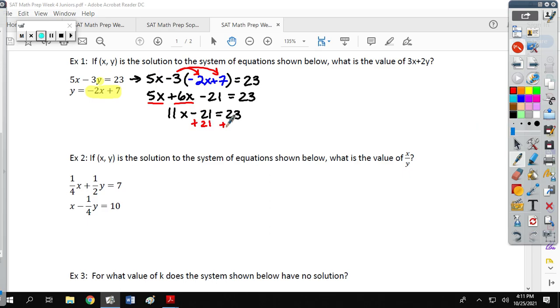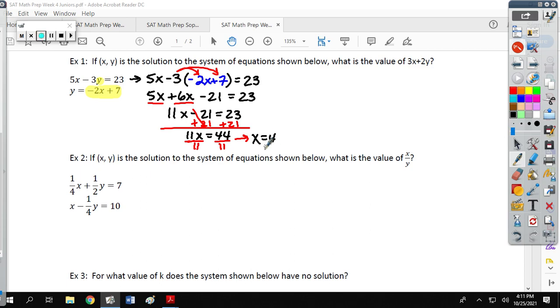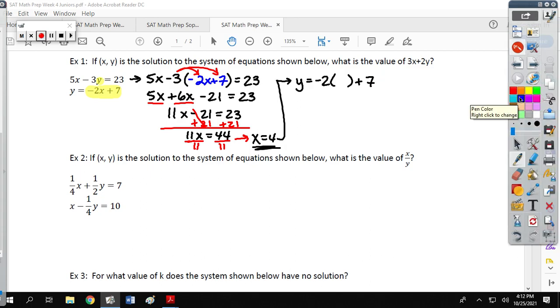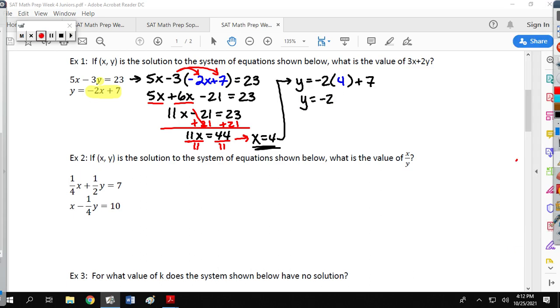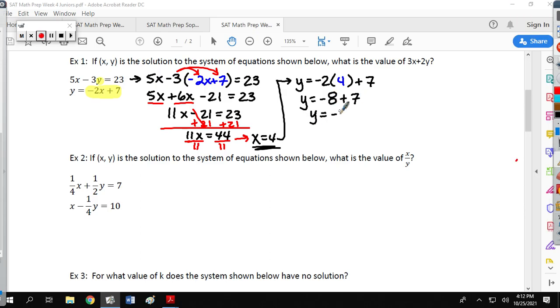Adding 21 to each side would give us 11x equals 44, which means we would divide each side by 11, and we would get x equals 4. Now once we know that x equals 4, we should take that and plug it back into negative 2x plus 7, the second equation. We should be plugging in 4 for x and then solving for y. So y is negative 8 plus 7. Negative 2 times 4 is negative 8. Add 7 means y is negative 1.